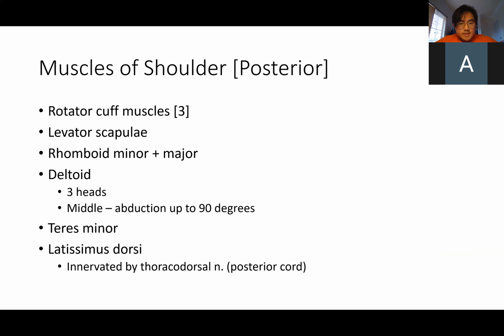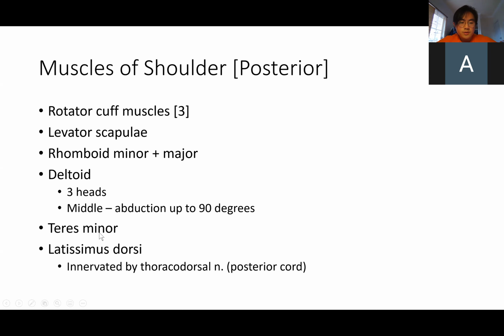Okay, now we'll talk about the posterior muscles. So we've talked about the rotator cuff, right? The 3 posterior rotator cuff muscles, right? Supra, infraspinatus, and the teres minor. We've got our levator scapulae and rhomboids. These are innervated by the dorsal scapular nerve, I think, from the brachial plexus. Deltoid, important fact, it's got 3 heads, and the middle head does abduction up to 90 degrees. So I think this is supposed to be teres major, so I'll change that in the slides after.